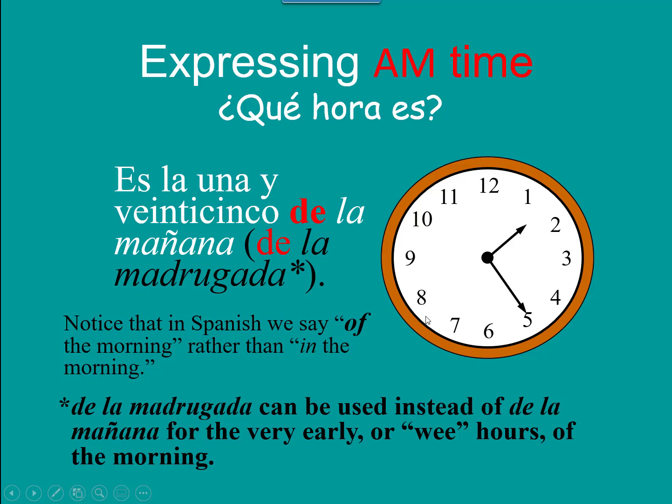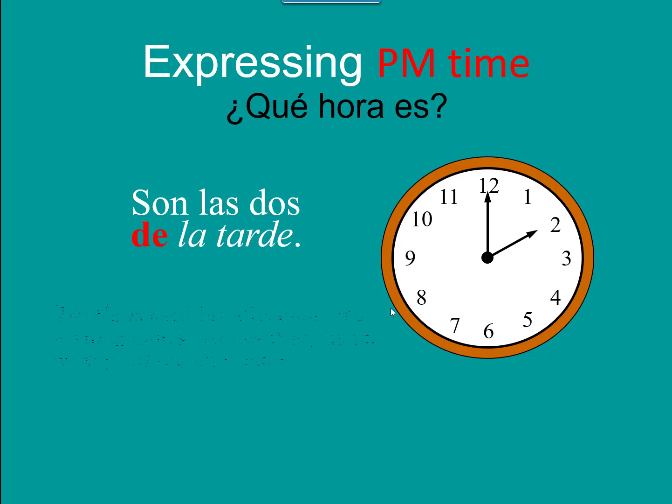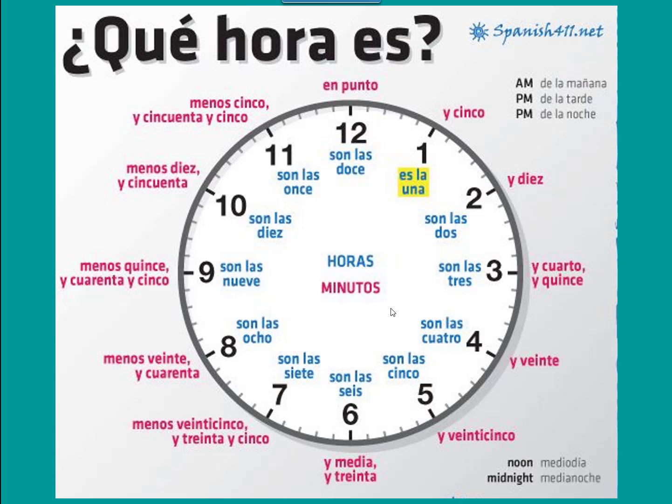Okay, there's an explanation here about that. When it's the wee hours, the very, very early hours, you would use de la madrugada. PM time, son las 2 de la tarde, like I was saying. If it's in the afternoon, de la tarde. If it's later after 7 or 8, you can use de la noche. Okay? Perfect. And this is just a final summary with all of them, all of the times.